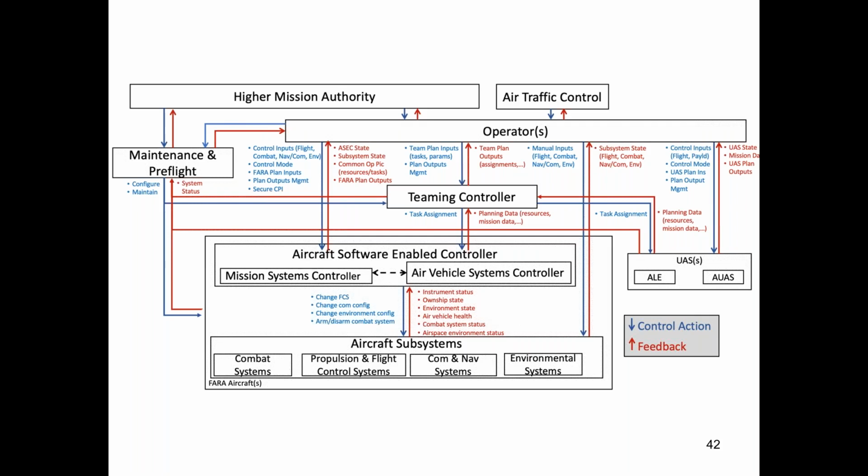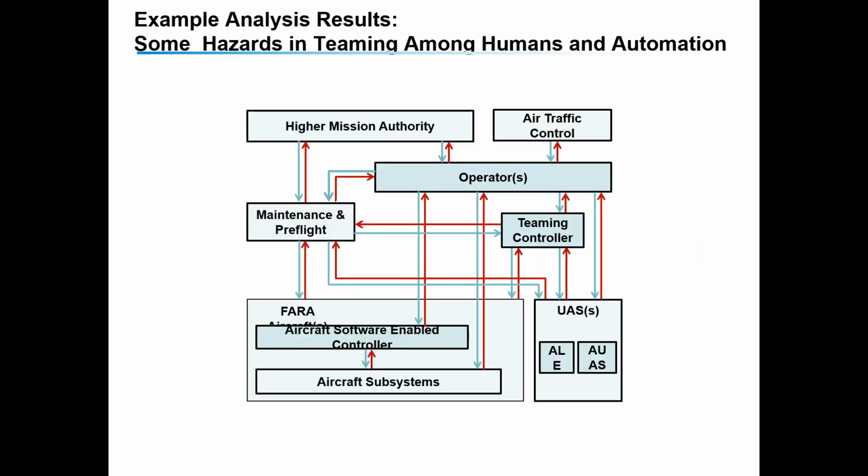And this kind of teaming and process, I don't know how you would do this in the traditional methods, but we're doing this now for these kinds of complex systems. So these are some example results that we have with respect to teaming. For example, there may be conflicting commands for multiple controllers. So we have to find out how that would happen and make sure the design prevents it.